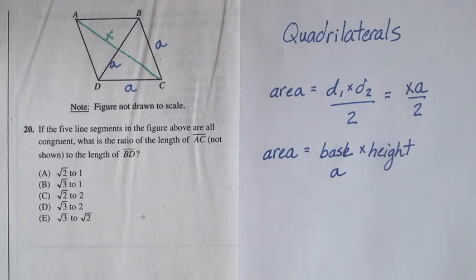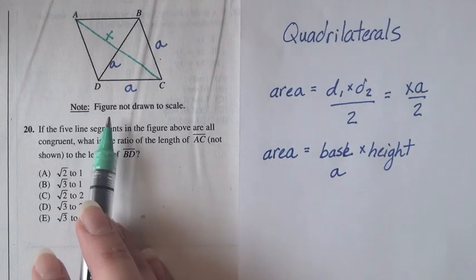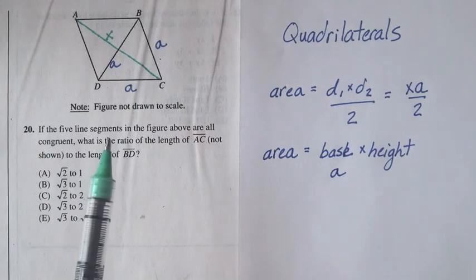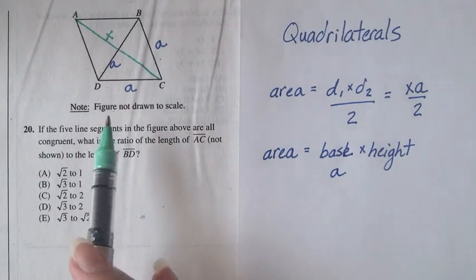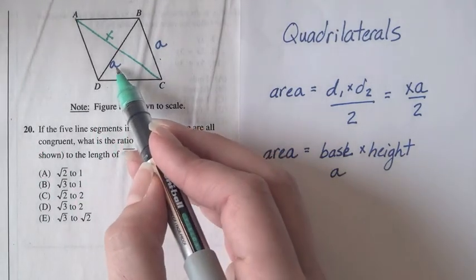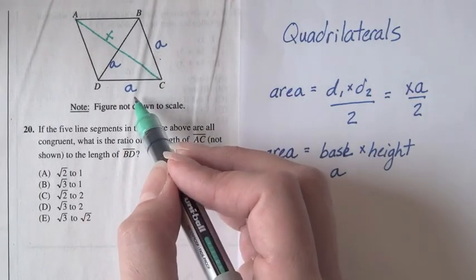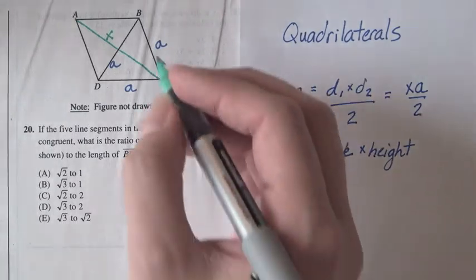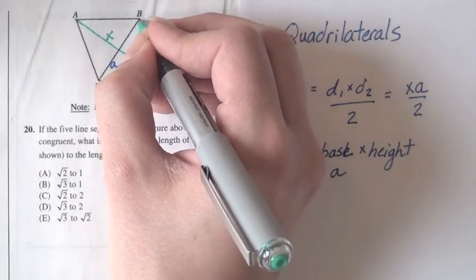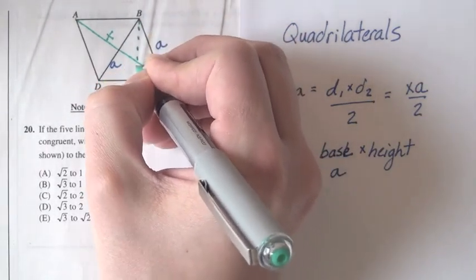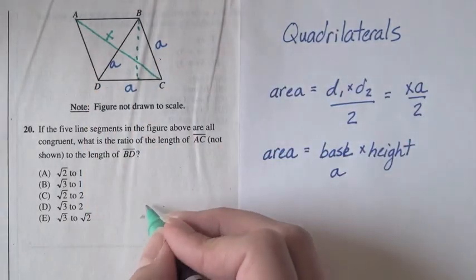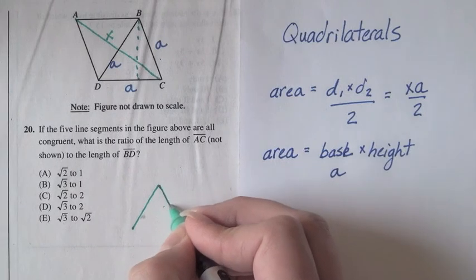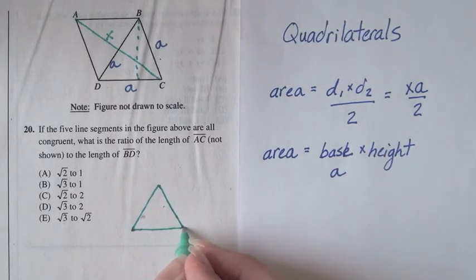This is where being a little bit tricky comes in. Note, this figure is not drawn to scale, so what you're seeing here can be a little deceptive. Go with what you know is true geometrically. If this length is A, and this one's A, and this one's A, then that is an equilateral triangle. So, if we're trying to find the height of this quadrilateral, it's also just the height of an equilateral triangle whose side lengths are all A.